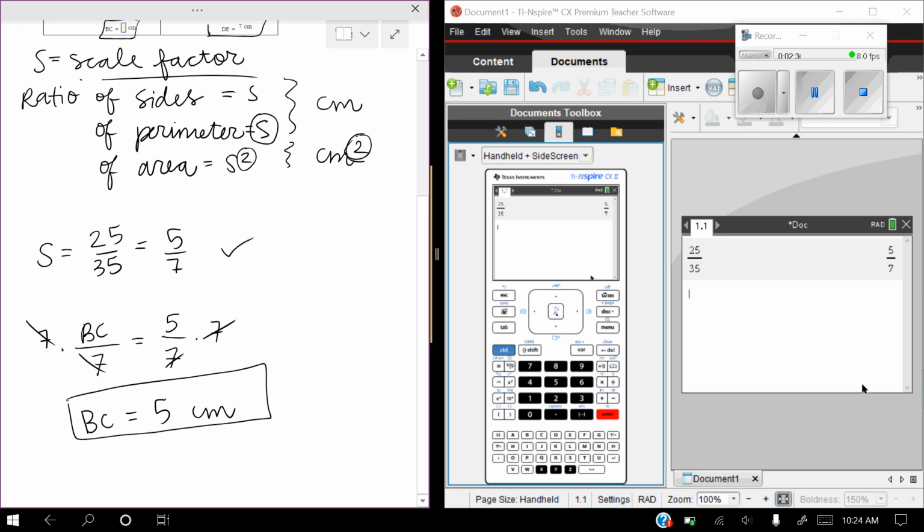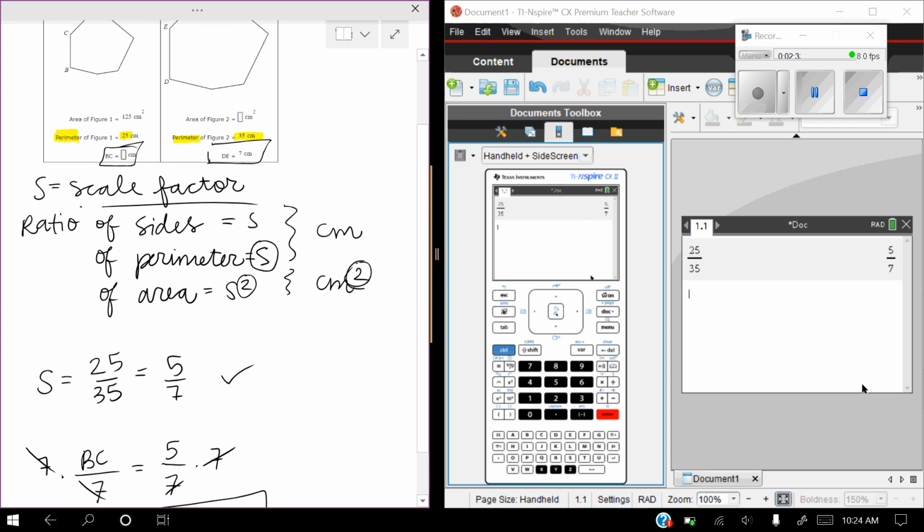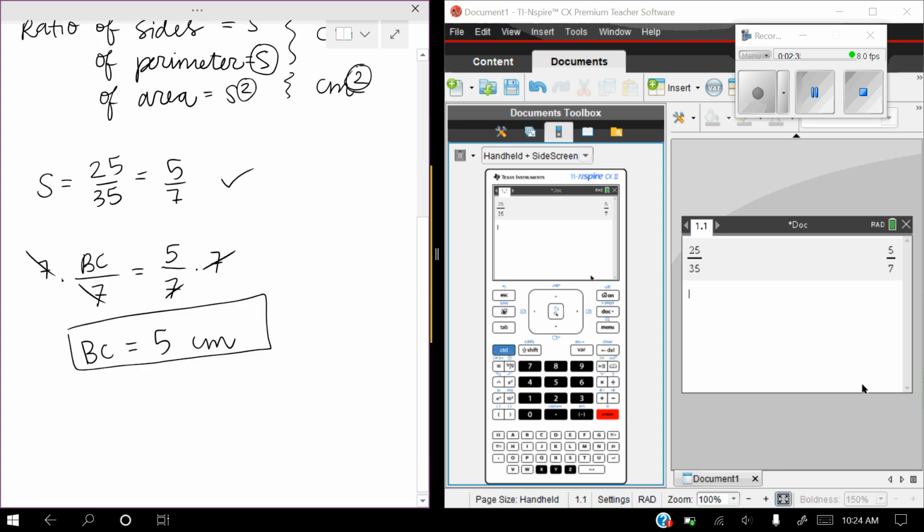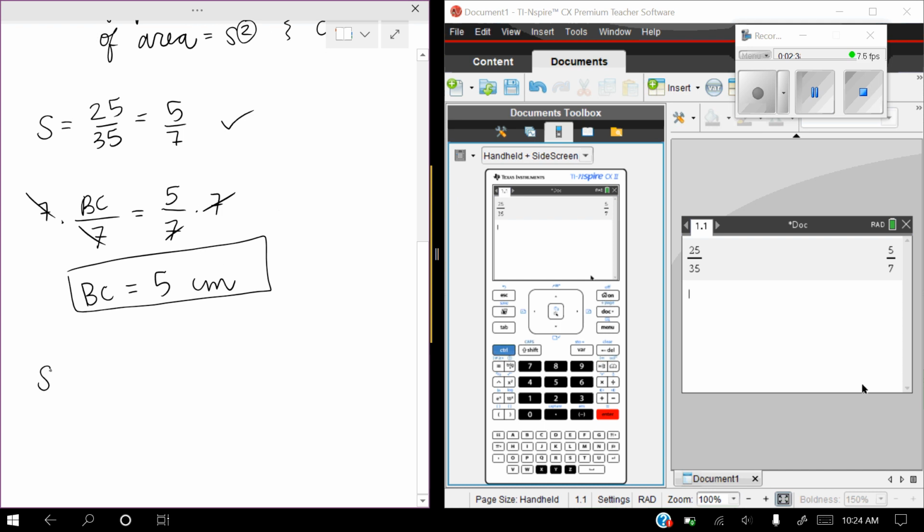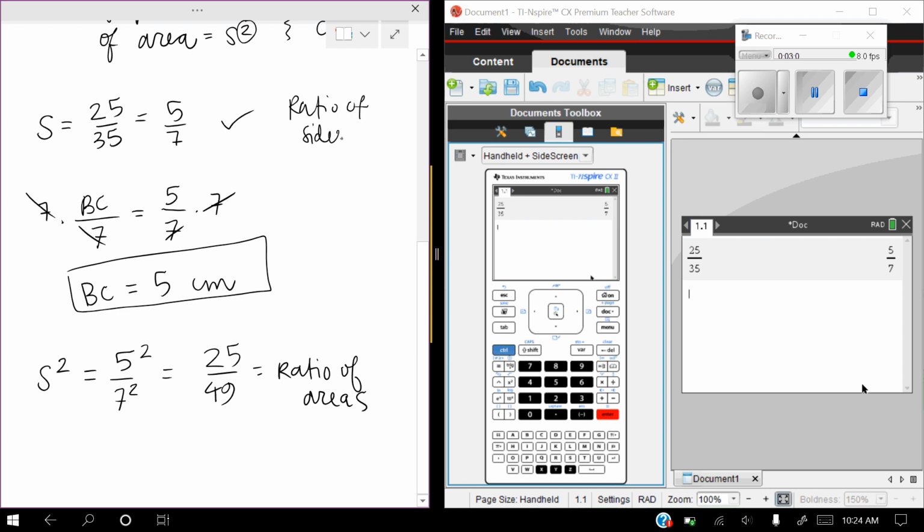So that was one thing we needed to find. We also needed to find the ratio of the areas. I know that the ratio of areas is the scale factor squared. So if our scale factor is 5/7, we're going to square that. So our ratio of areas would be 25 over 49. That's the ratio of areas. This up here is the ratio of sides and perimeters, and this is the ratio of areas.